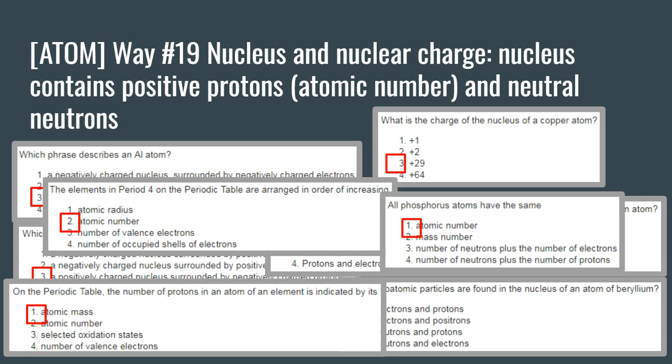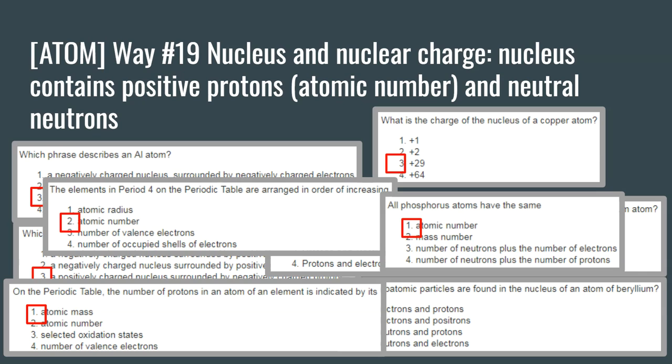Why? Because all atoms of the same element always have the same atomic number and therefore the same number of protons. So this is how we identify what an element is on the periodic table, and we can determine what element we're talking about based off its atomic number or how many protons it has.